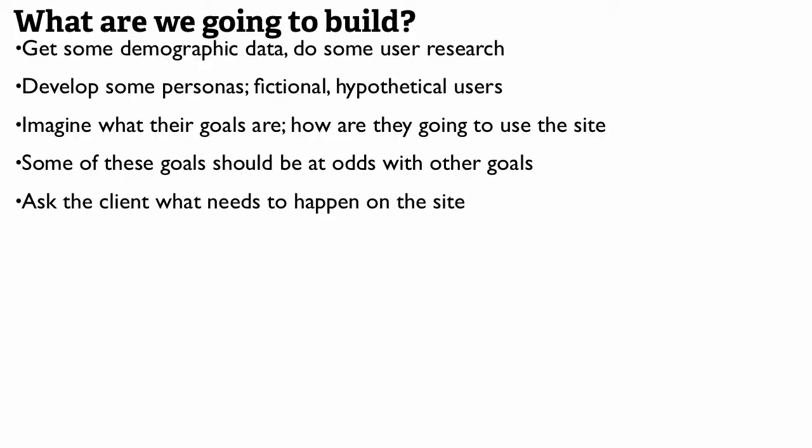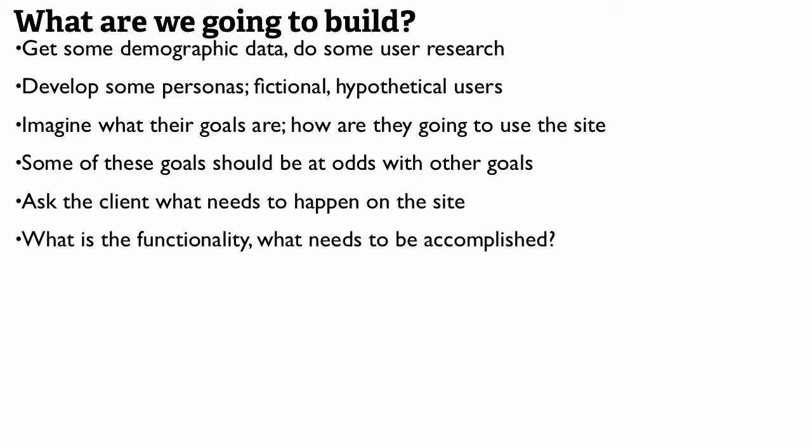Then ask the client what needs to happen on the site. What I've done for years, and I think I did this too soon, is I'd go to the client and say, what do you want it to look like? And then the client says, we want it to look like that, and then you do the facepalm thing and say, oh God, I need the money. Instead, try to determine what the user's needs are first, then determine what the client's needs are. What is the functionality? What needs to be accomplished?